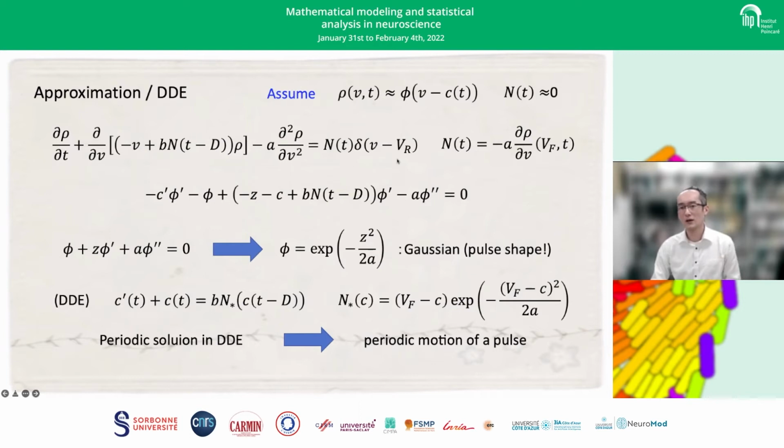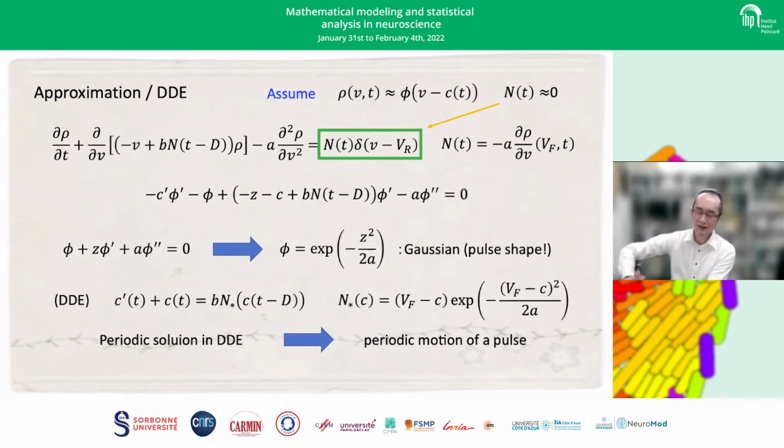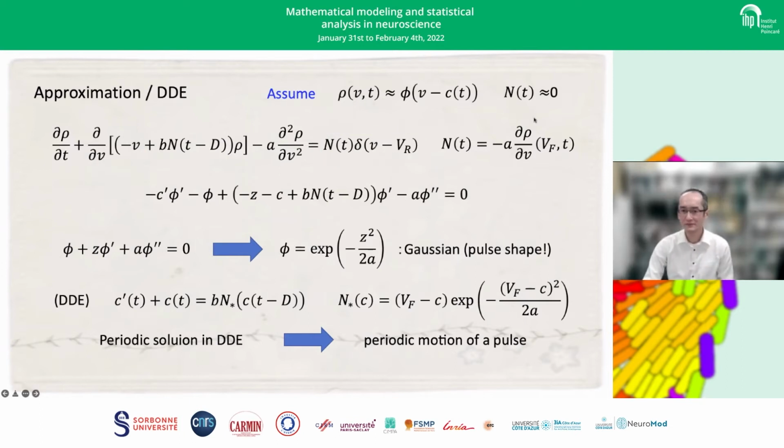We also assume that the right-hand side is close to 0 because the pulse has a tail, and this term is determined by this one. This term at the VF is small because this value can be determined at the tail, okay? The tail has a small value. So this is close to 0, maybe.